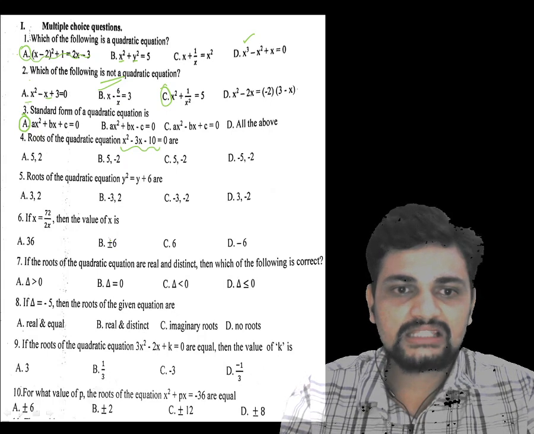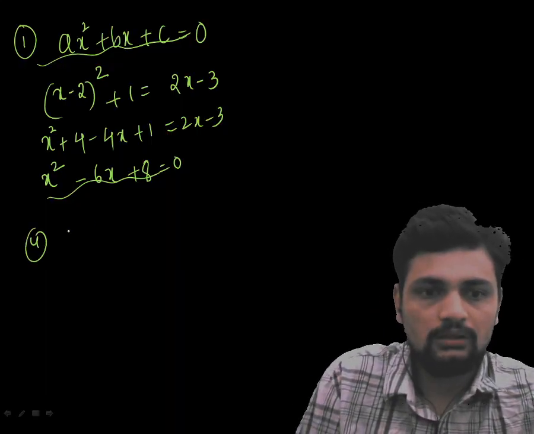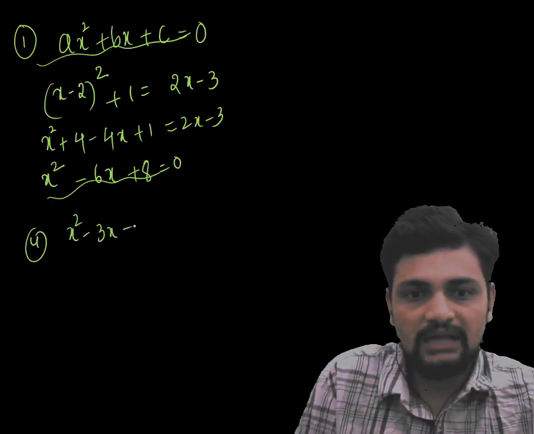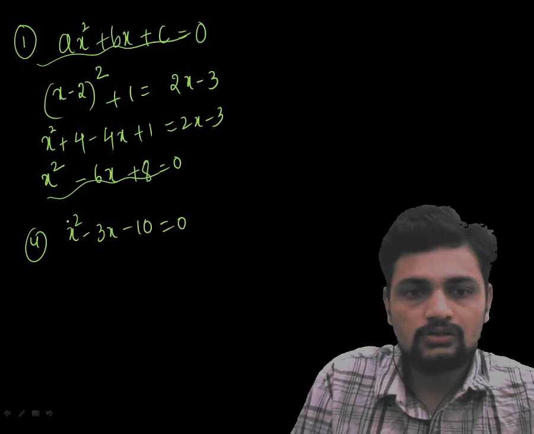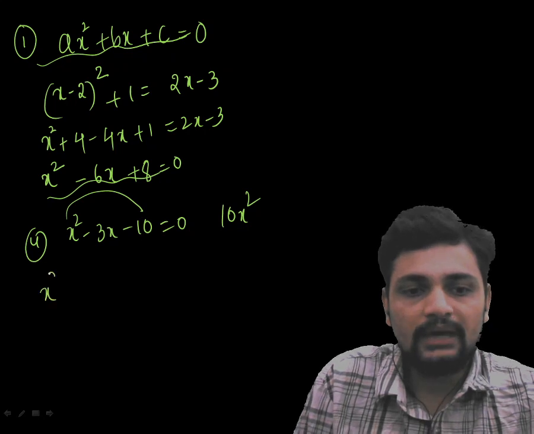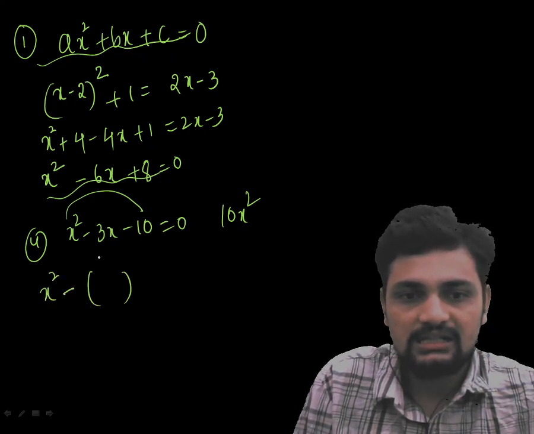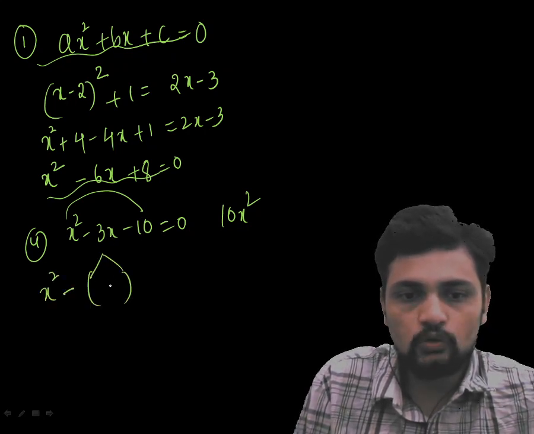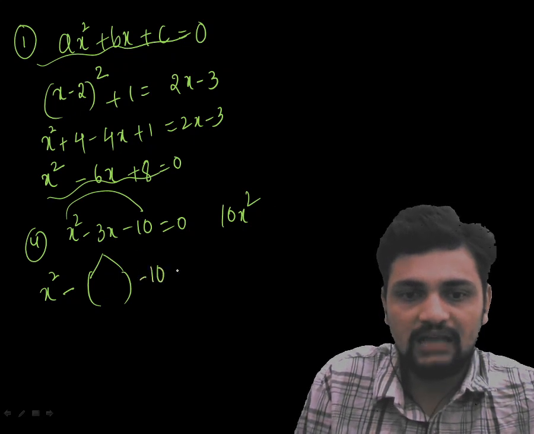So x square minus 3x minus 10 equals 0. Multiply the first and last term, you will get 10x square. Then keep x square and the minus sign as it is. Split this middle term 3x into two terms and minus 10 as it is.